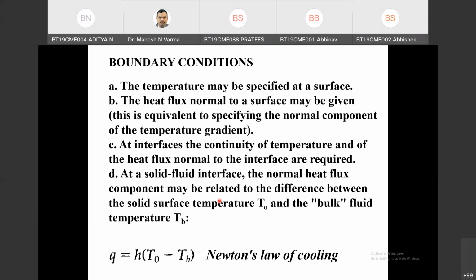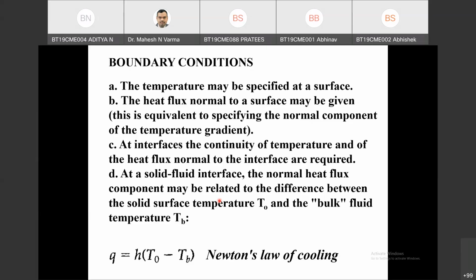Now you need to be more attentive. You need to be more involved in this transport phenomena, then only you will understand it. So these are the 4 types of boundary condition, and a fifth type of boundary condition. What can be a fifth type of boundary condition?